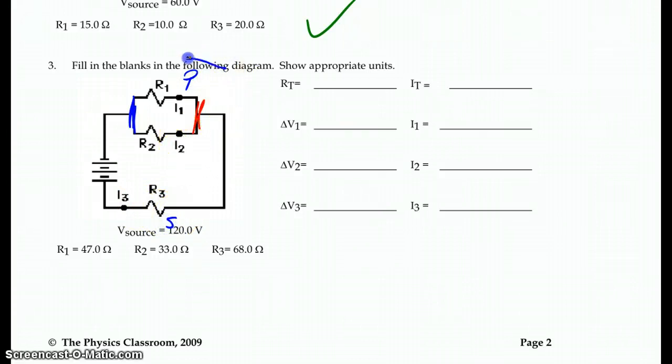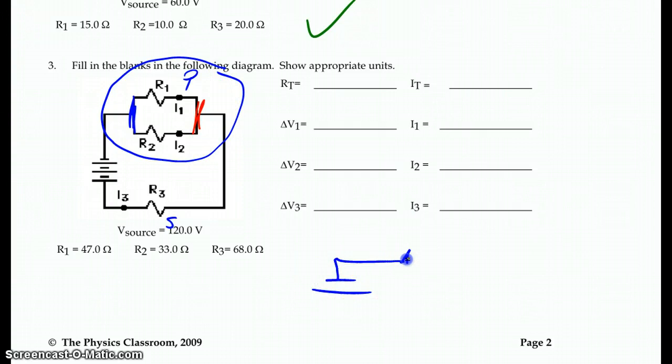The first thing I'm going to do is figure out what is the overall resistance of this group, and then essentially I'm going to redraw the circuit to have just one resistor where the two were before, and by doing that I'll turn it into a series circuit.